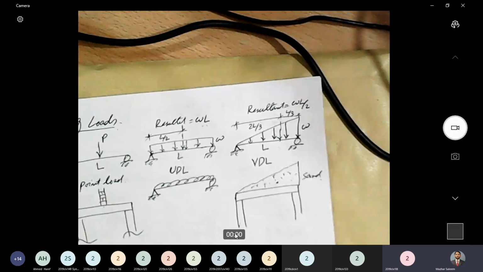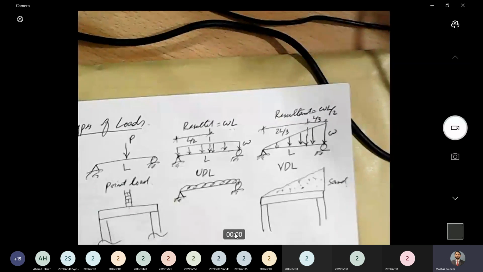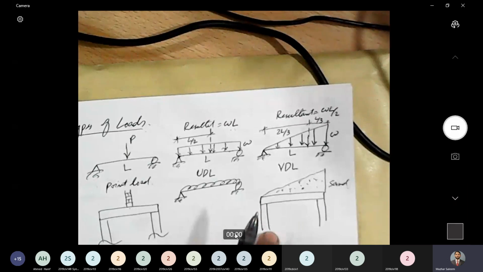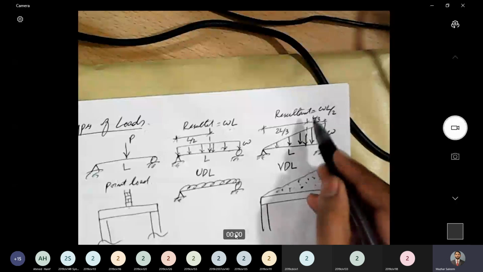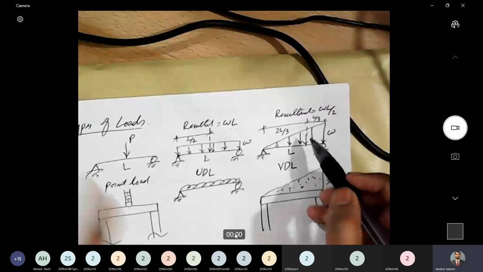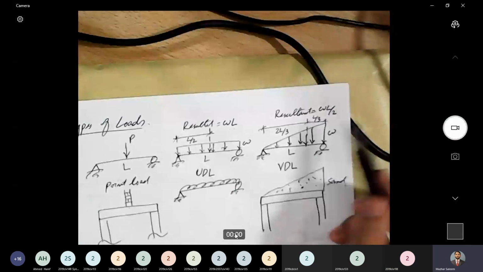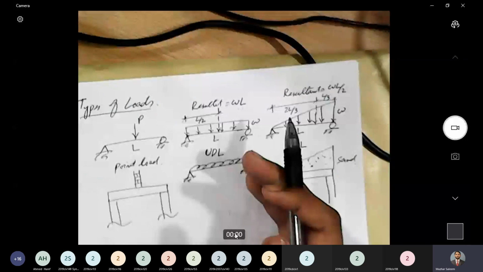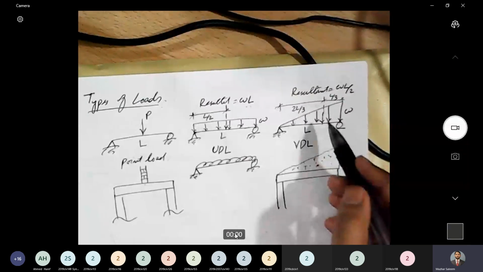The purpose is that under certain conditions we need to know how much is the total magnitude of load. When we will be studying how to calculate shear force, how to calculate bending moment, at that stage we will discuss the use of this resultant. When we are calculating the shear force or bending moment due to any particular load, then we need this resultant. So when we will be analyzing beams, drawing shear force diagram, bending moment diagram, at that point you will see how this resultant is used.